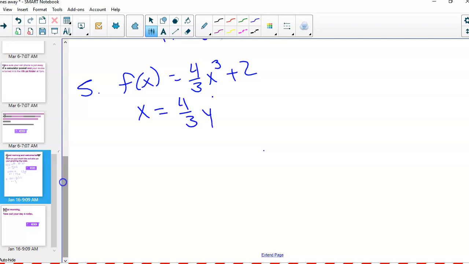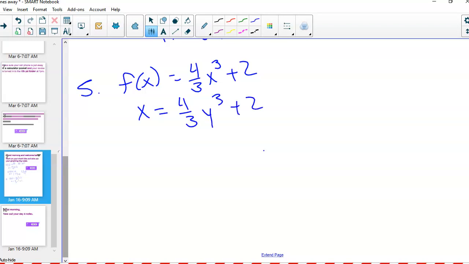Okay, I was right. I just had it right. For 5, CSC. We need to find the inverse of this function. So we did inverses a while ago. How do we start this? You switch the X and Y. And then you're solving for y.